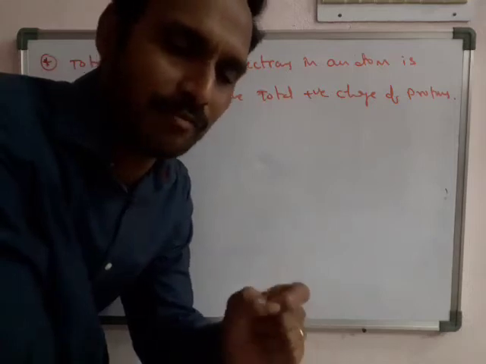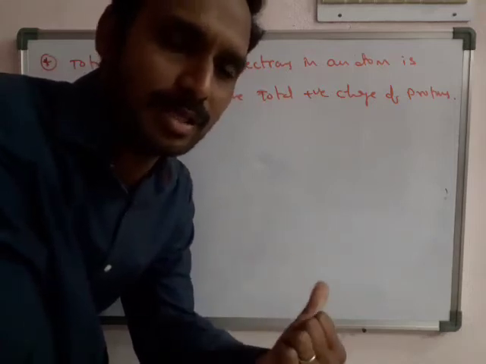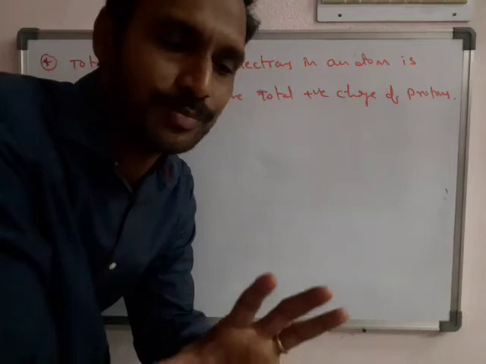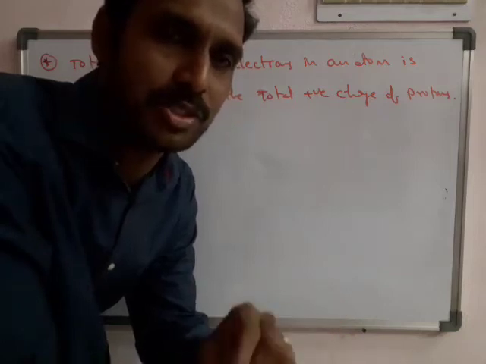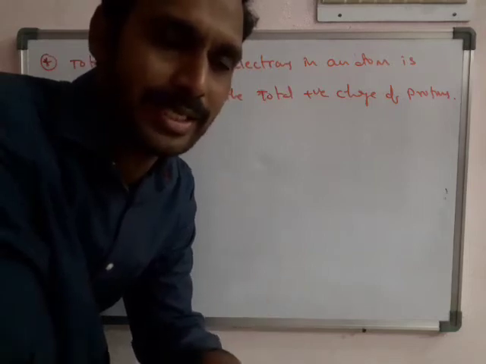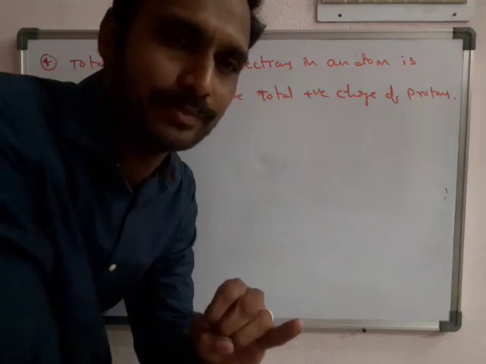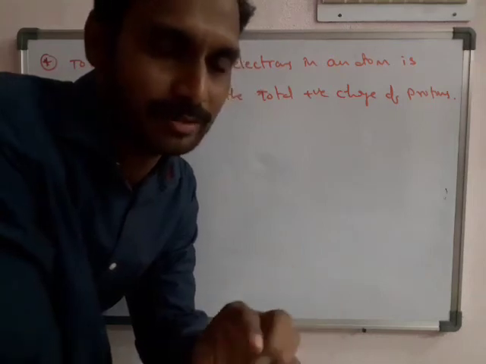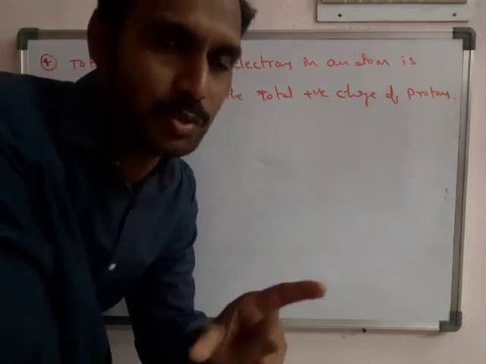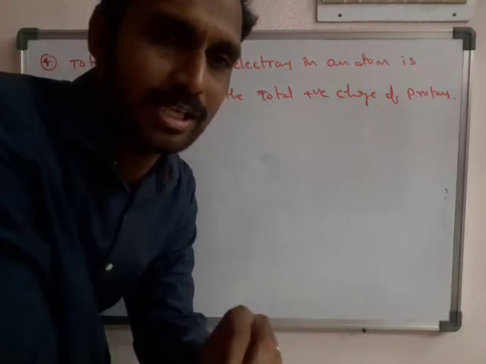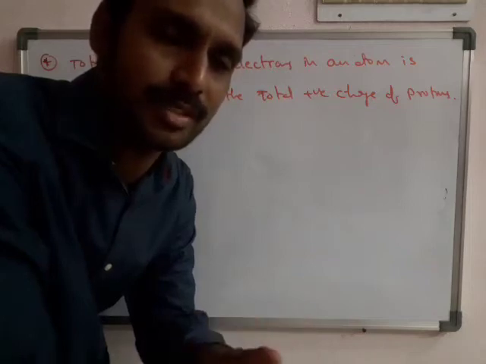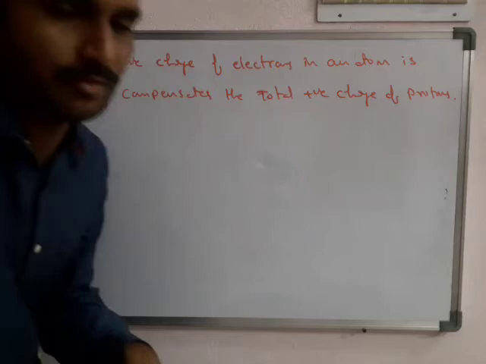But he did not give the exact number of electrons. He simply said that the total negative charge is exactly equal to the total positive charge present in the nucleus. That's why the atom is neutral. He tried to explain the stability of the atom by saying the centrifugal forces are balanced by the Coulombic forces. And by saying the total positive charge of the nucleus is equal to the total negative charge of the electrons present around it, he also tried to explain the neutrality of atoms.